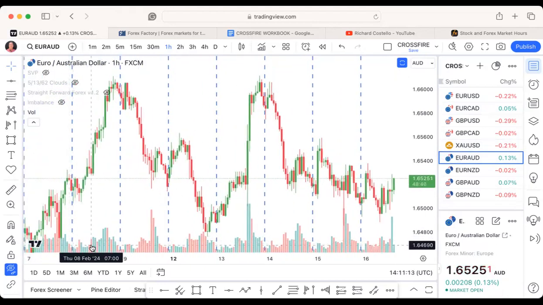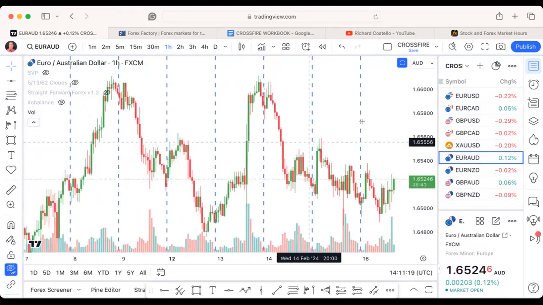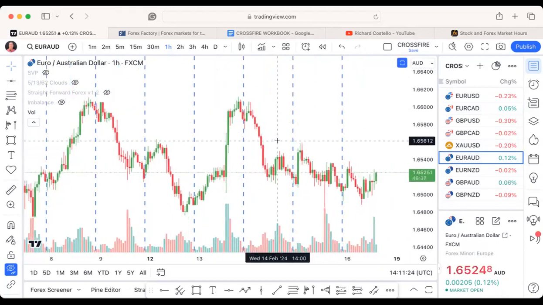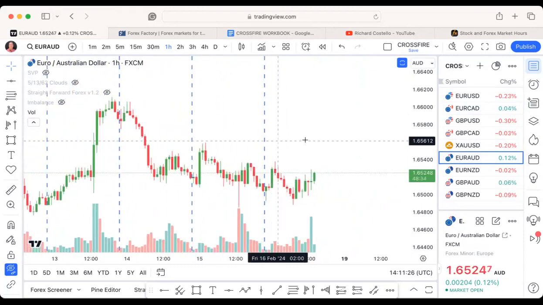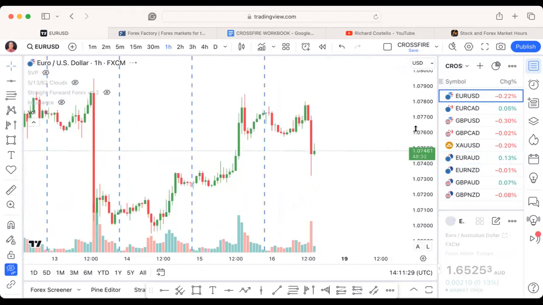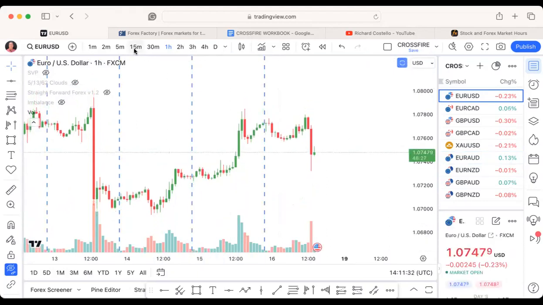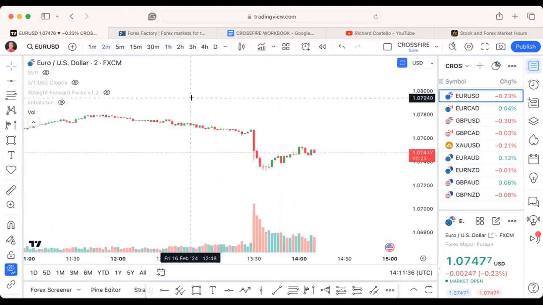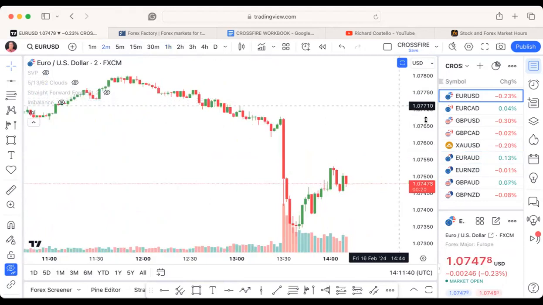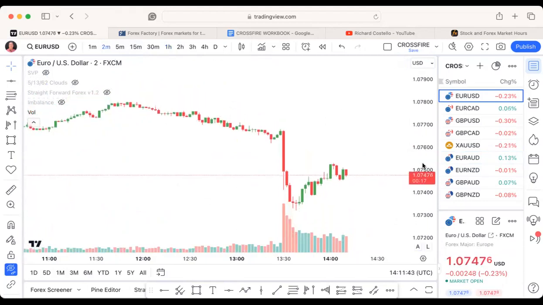So, after, say, important news comes out, say between 1 and 2, for example, how long do you wait for the market to settle before you consider getting in? The answer is it depends, but I'll give you an idea here. If I go back to Euro US, I'm on the 1 hour. I go down to the 2-minute chart. So it depends. It depends on the market.